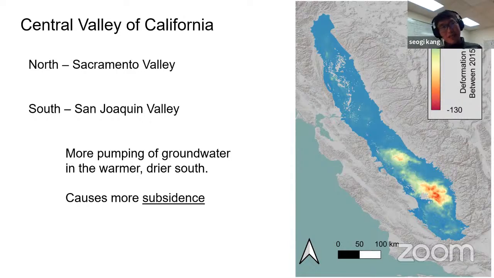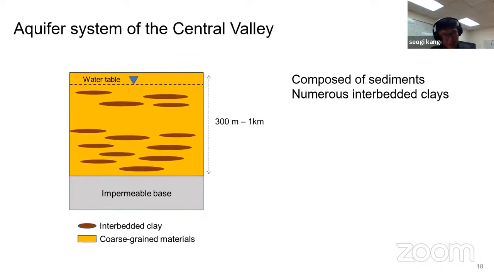But the subsidence means we're losing the storage of water permanently. And that's another set of problems related to groundwater sustainability. So that's the problem.